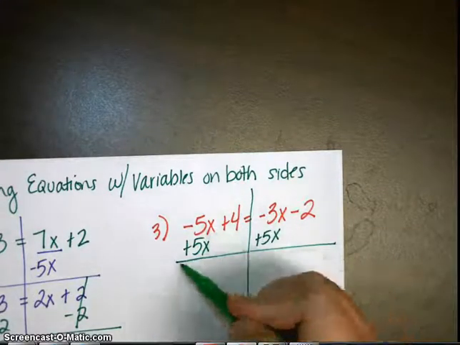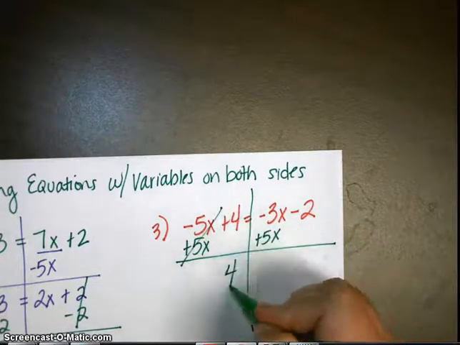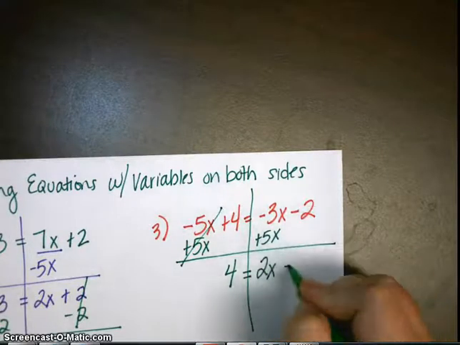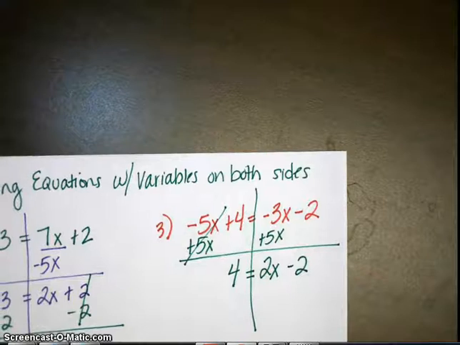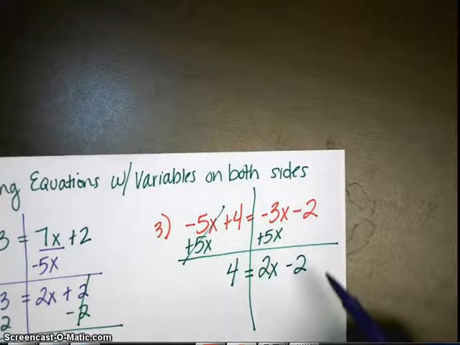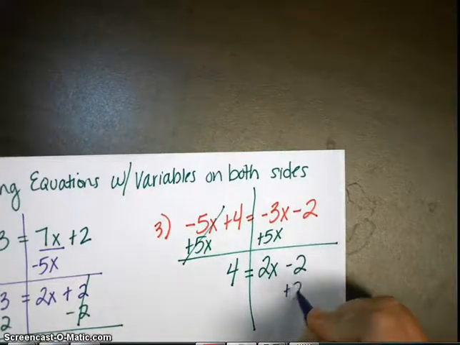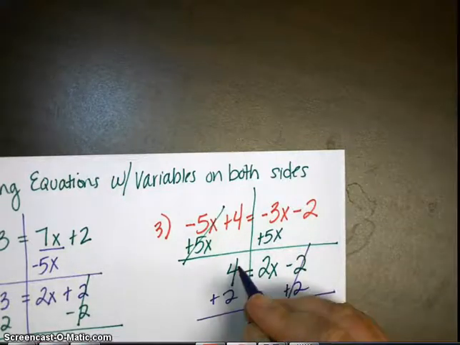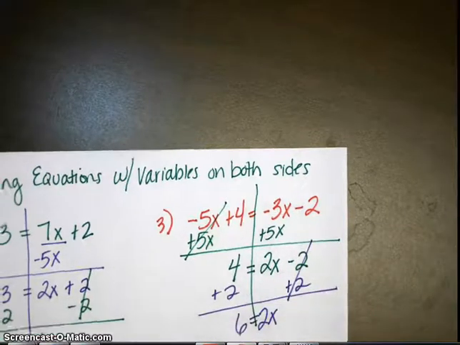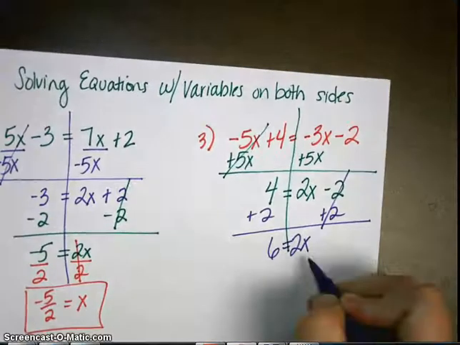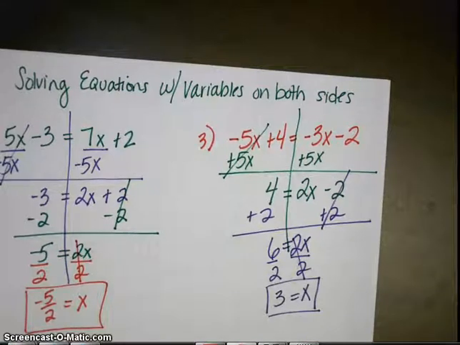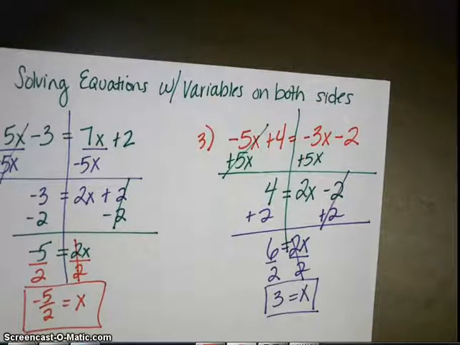So negative 5x plus 5x is 0. I bring down the 4. 5x minus 3x is 2x. And I bring down the minus 2. Trying to isolate the variable and get it by itself, the opposite of minus 2 is a plus 2. So I have 2x equals 4 plus 2 is 6. I then divide both sides by 2 to get x by itself. So x equals 3. That is solving equations with variables on both sides.